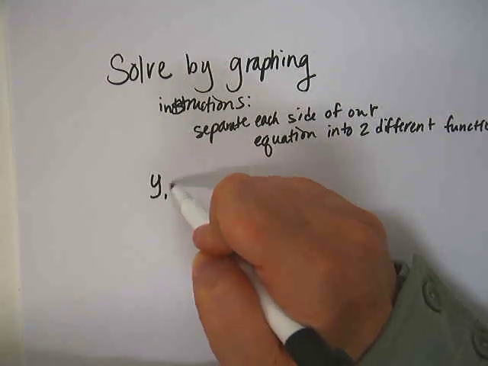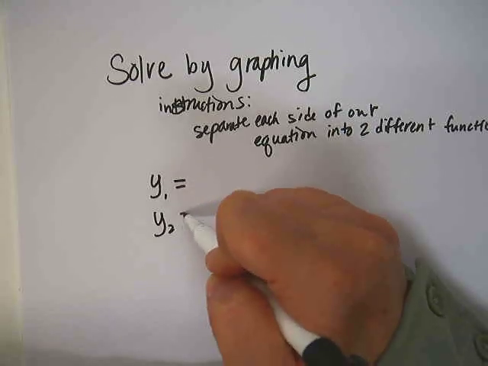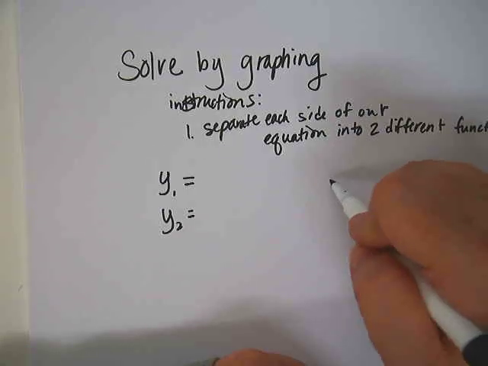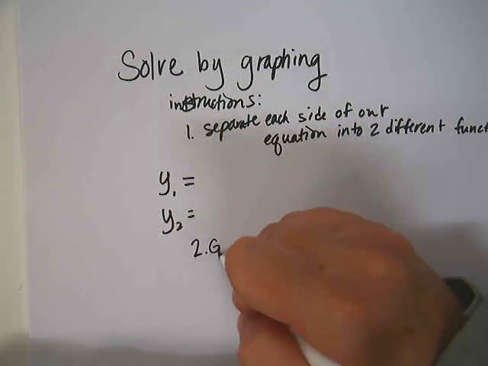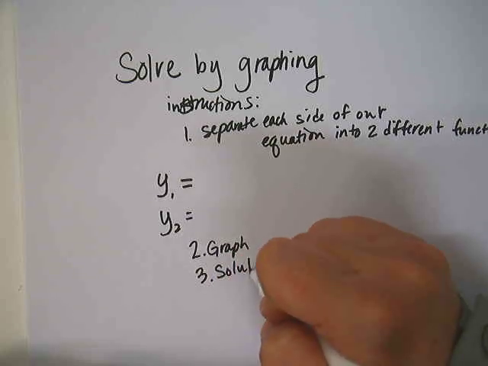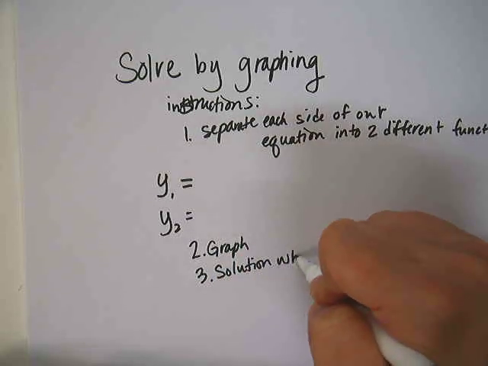And then when you put it in your calculator, you'll have y1 equals one side of it and y2 equals the other side of it. Then what you do is graph, and the solution will be where they intersect.